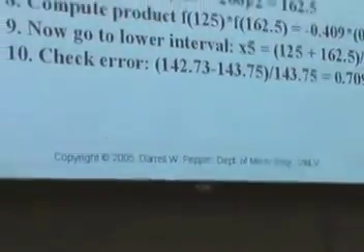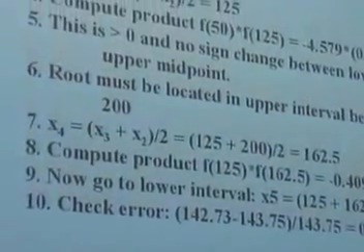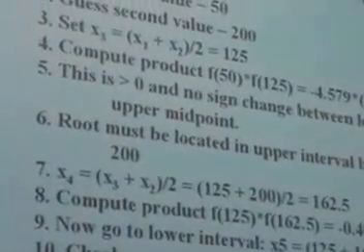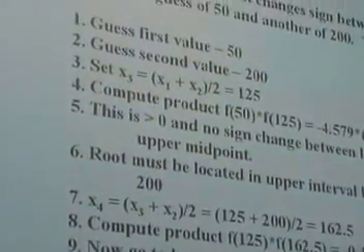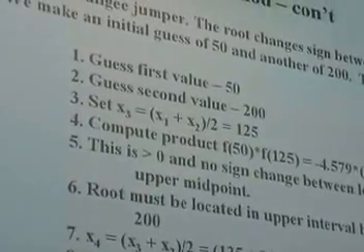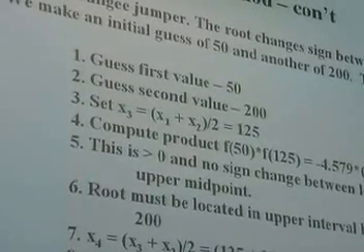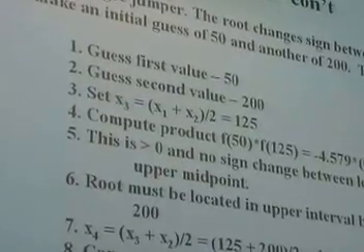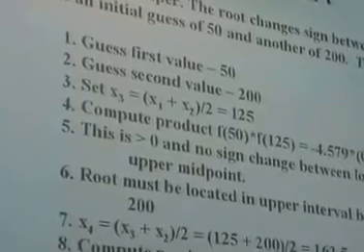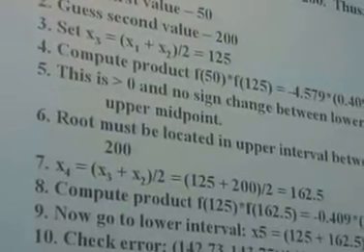All right, let's go back to the bungee jumper and look at an example problem. The root changes sign between 50 and 200 kilograms. Okay, so we're going to take an initial guess. We don't know what it is, so we'll start with 50. We'll assume another guess of 200. So first value 50, second guess 200. x3 is x1 plus x2, so I've got 250 divided by 2 is 125.